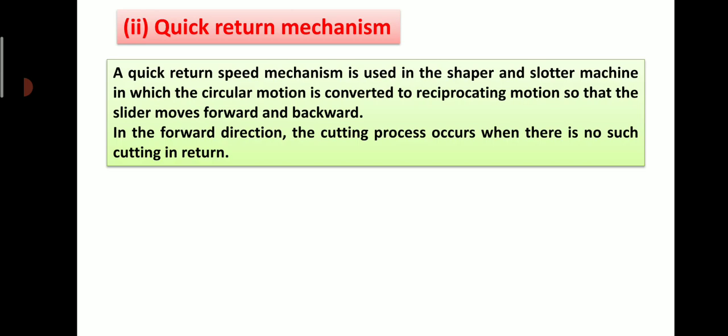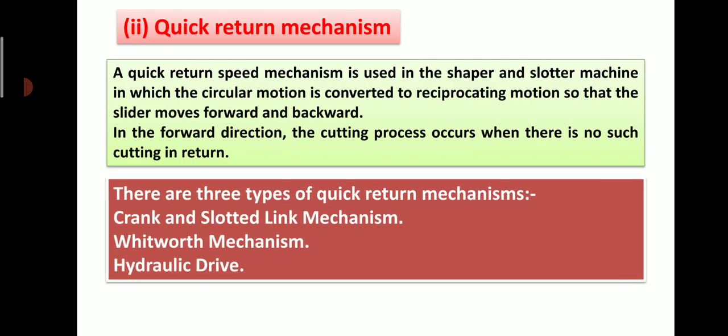What are the applications of quick return mechanism? A quick return mechanism is used in shaper and slotter machines, in which the circular motion is converted to reciprocating motion so that the slider moves forward and backward. In the forward direction the cutting process occurs, whereas there is no cutting in the return stroke. There are three types of quick return mechanisms. Number 1 is crank and slotted lever mechanism, number 2 is Whitworth mechanism, and number 3 is hydraulic drive.